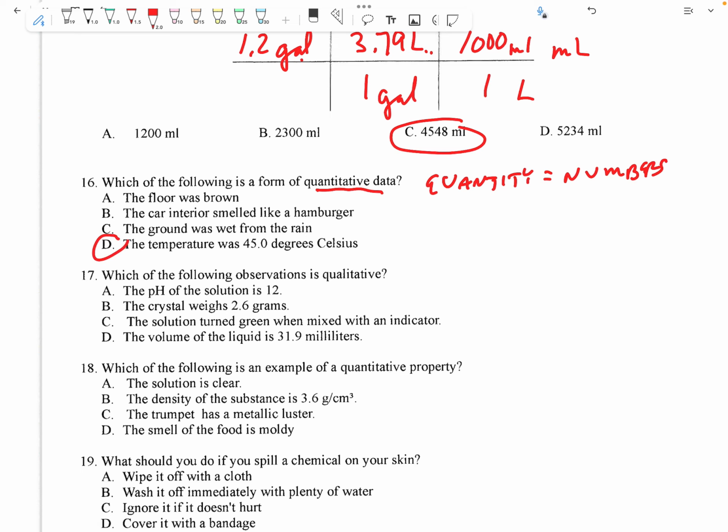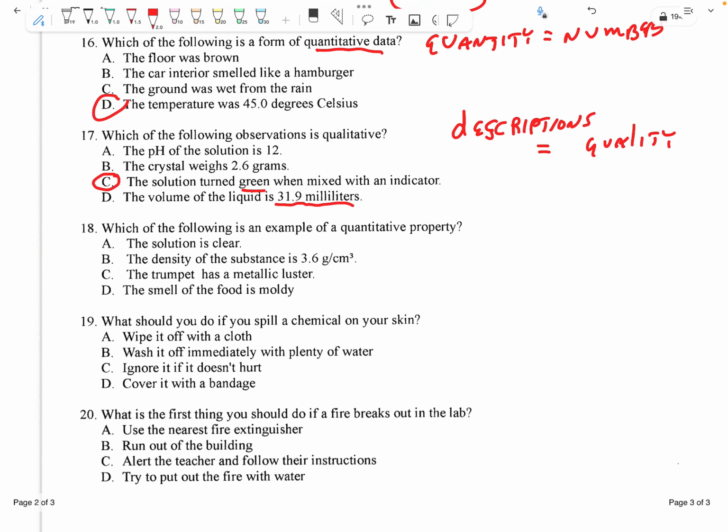So when we go down to 17, which of the following observations is qualitative, we're looking for descriptions. Boy, if I can spell today. Descriptions, a quality. Okay, that's what it means, descriptions. So A has numbers in it. The pH of the solution is 12. No, that's quantitative. B, the crystal weighs 2.6 grams. No, that's got numbers in it. D, you see 31.9 milliliters. No, the only one that can be a quality or qualitative data is C. The solution turned green when mixed with an indicator. That's a description, green.